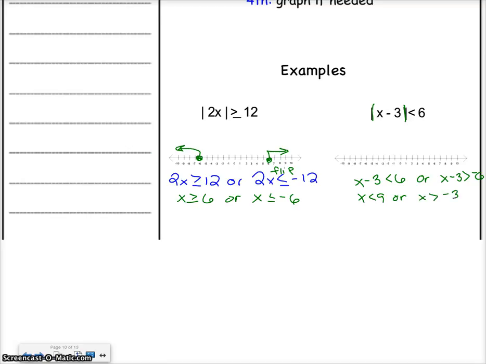Now if you don't know where I'm getting these numbers from, show your little algebra steps. Show that you went plus 3 to both sides. That's where I'm getting these numbers from. Okay?